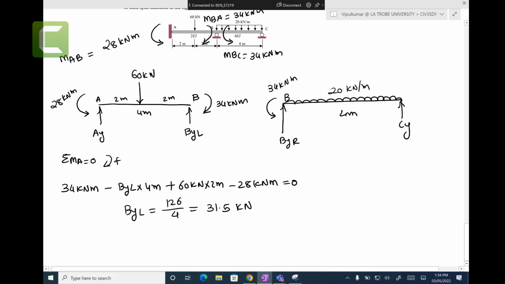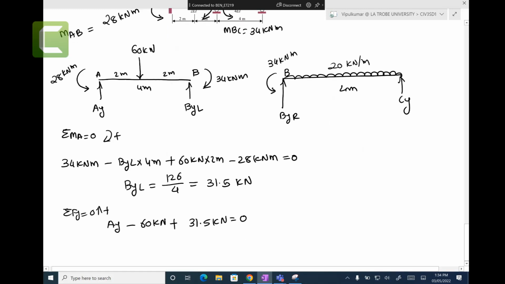That is BYL. Sum of the forces in the y direction, upward is positive. AY going up, 60 kilonewtons coming down, BYL is going up. You get AY equal to 28.5 kilonewtons. Right? You know this story, you have done it 50 times by this time. This is static equilibrium. Now we have all the forces that are known to us, so we can use equilibrium to solve the reaction forces.